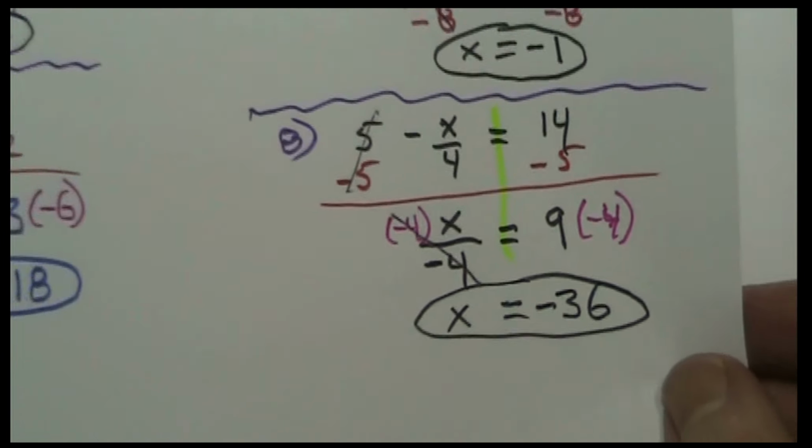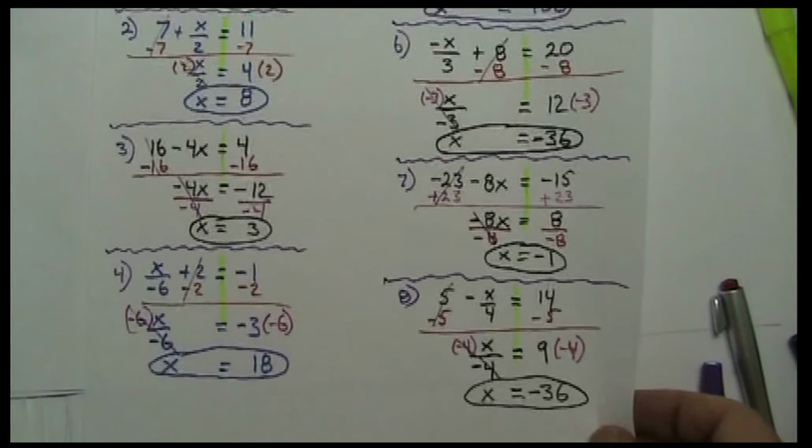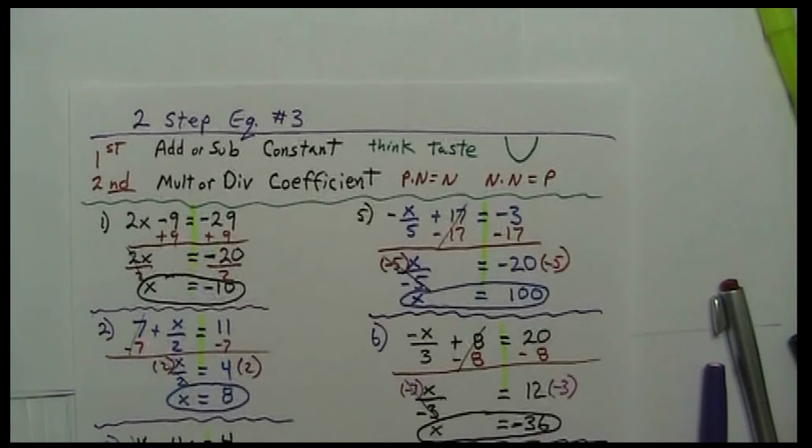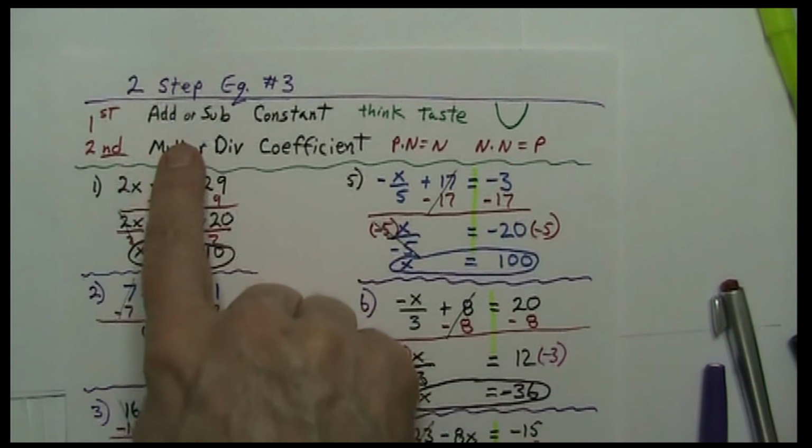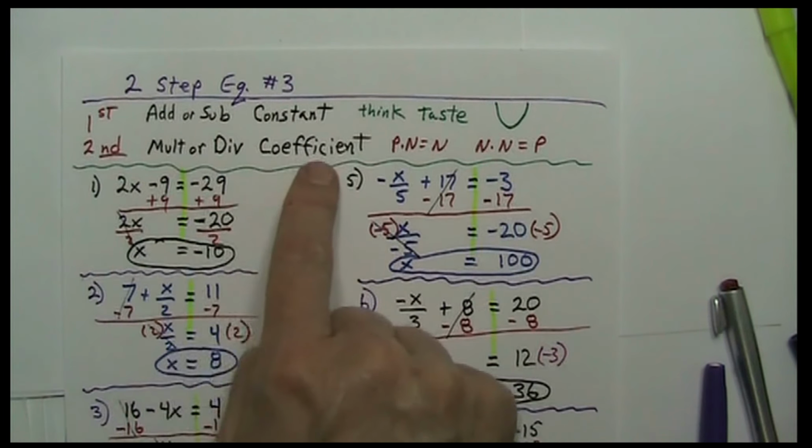Okay, so hopefully you're able to get this all on one page to make it easier. But if not, that's okay. Again, add or subtract the constant, multiply or divide the coefficient.